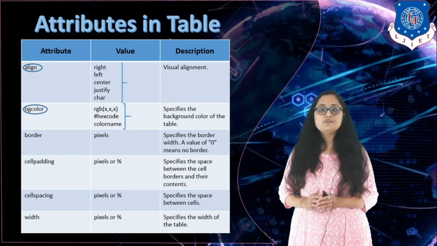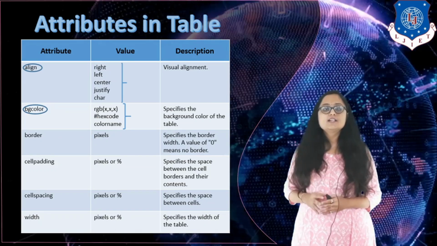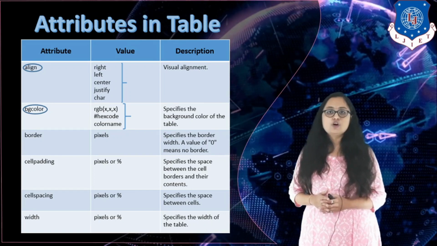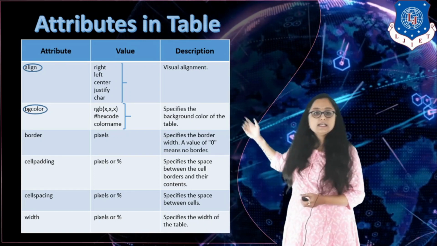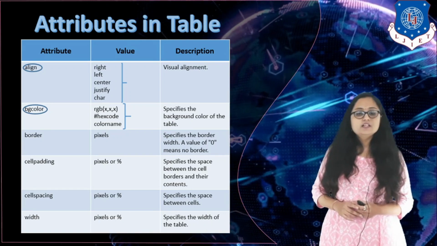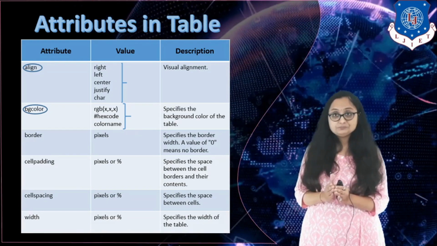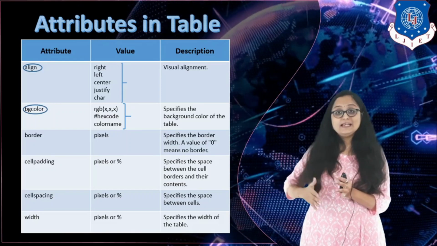Similarly, you have to specify for the second value the intensity of green color, and for the third value the intensity of blue color. Right. The next is you can also specify the hex code. For hex code you have to write hash and then write numbers.